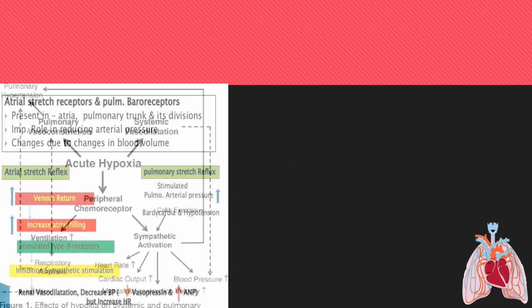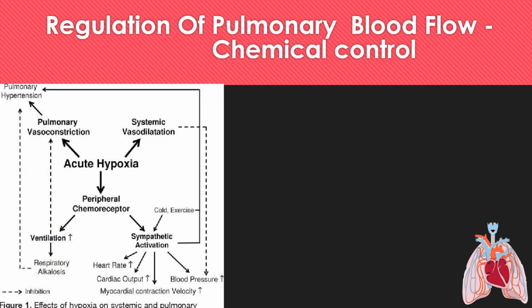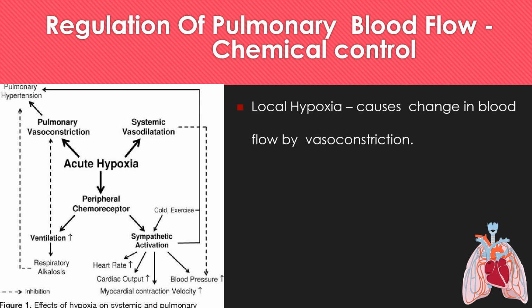And finally, chemical control. Local hypoxia is responsible for the most significant alteration in pulmonary blood flow as it produces vasoconstriction. We know that in systemic circulation, hypoxia in the tissues causes vasodilatation, because vasodilatation increases the blood flow and that perfuses the tissue.